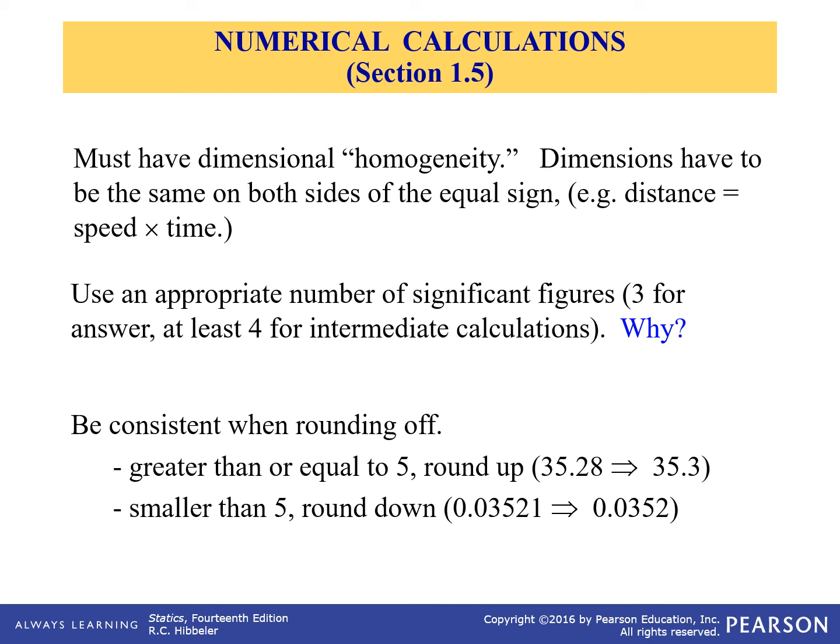The consistency with rounding off: typically, if it's 5 or higher, you round up. So 35.28 rounds up to 35.3. If it's less than 5, you round down. So 0.03521 rounds to 0.0352. And again, in Mastering Engineering, they will say, give me 3 significant digits for the answer. So make sure you follow the directions.